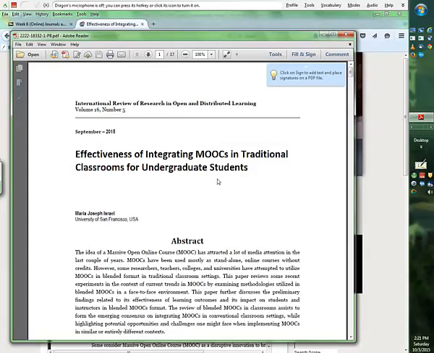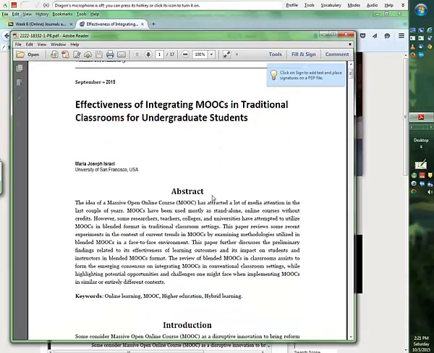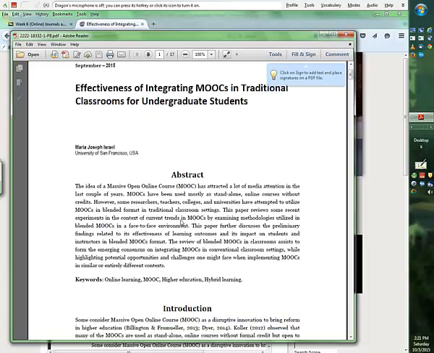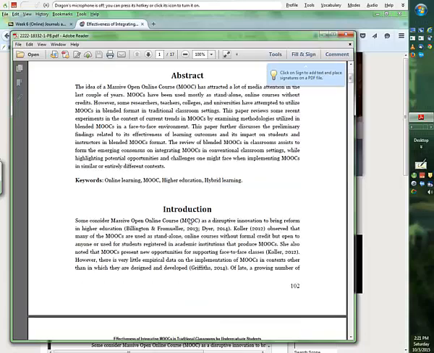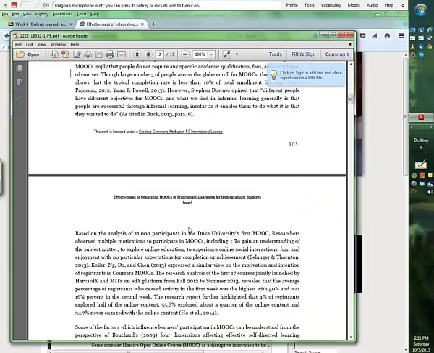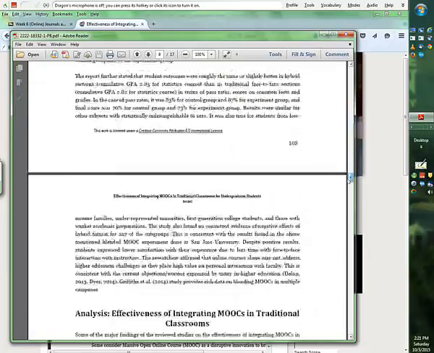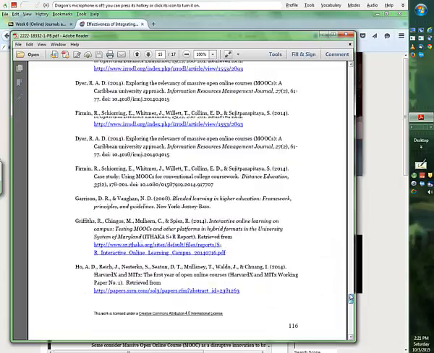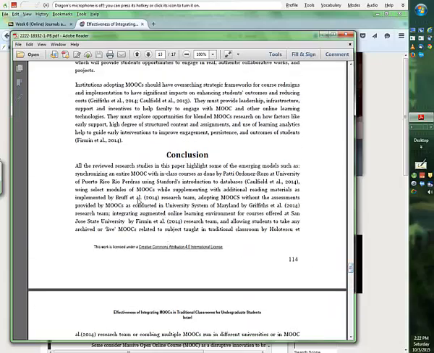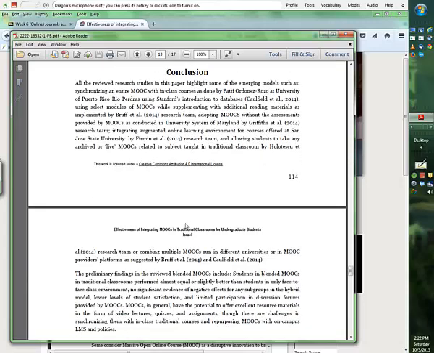Okay, here's the article: Effectiveness of Integrating MOOCs in Traditional Classrooms for Undergraduate Students, and basically it's about a group of students who were given the MOOC treatment. As you can tell by looking at these articles, they're very, very carefully done. There's plenty of charts and graphs and endless citations, which is what you'd expect in a carefully crafted academic article. And at the very end, there's a conclusion, and they mention that they tried all the different ways that this can be implemented. Most of the citations are practically brand new, very fresh, 2014, 2015.